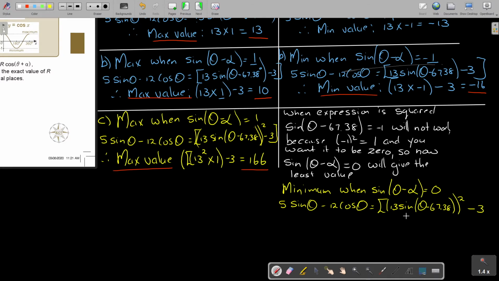So therefore, minimum value, remember it's 0 now, so it's going to be 13 squared times the 0. So not times 1 now, but negative 1 times 0. And then I can subtract the 3. And that will give me 0 minus 3, so the answer will just be negative 3. So that will be the answer of number C. And now I'm going for my finals.